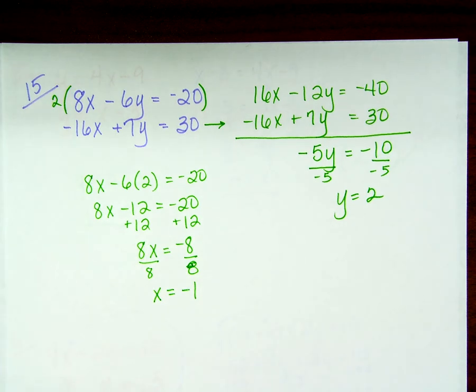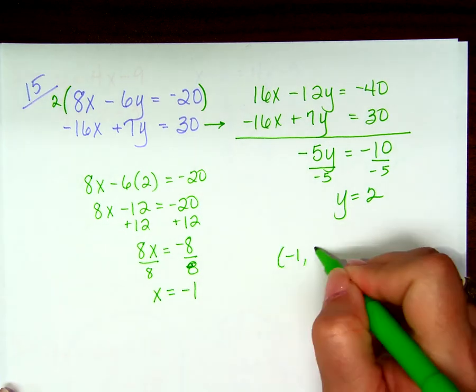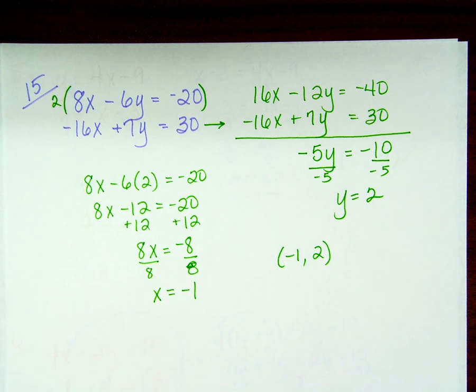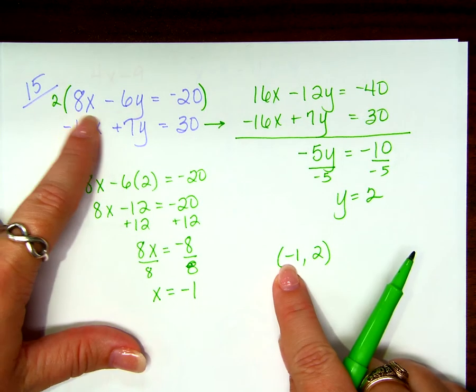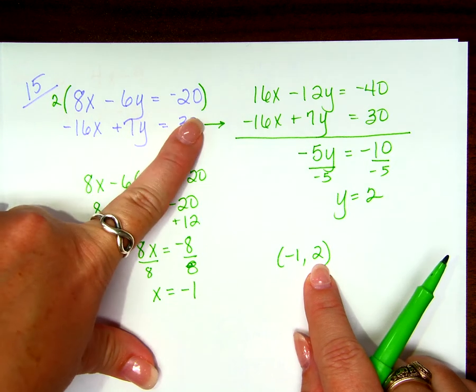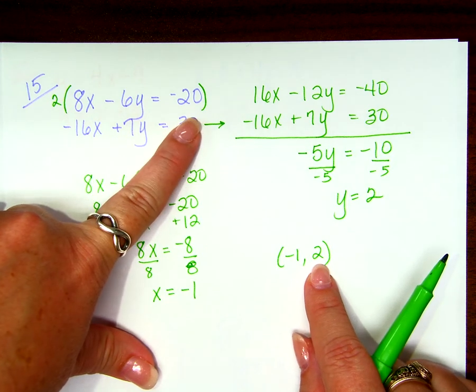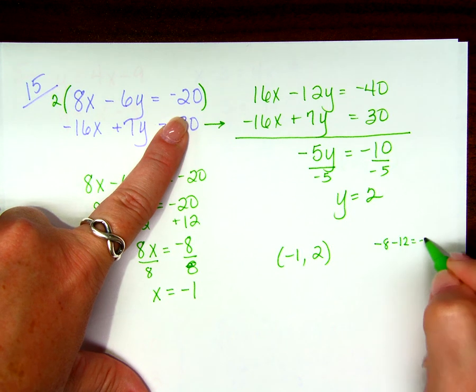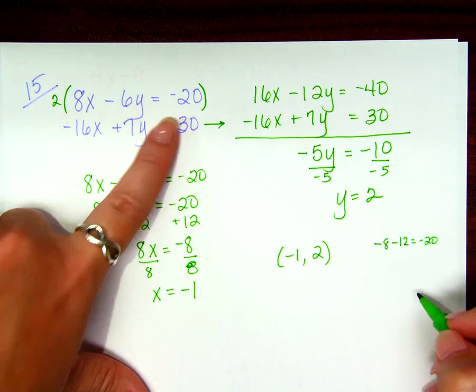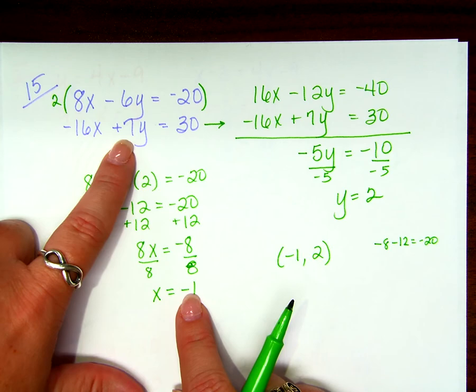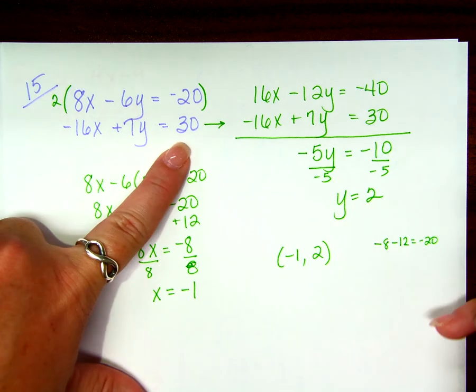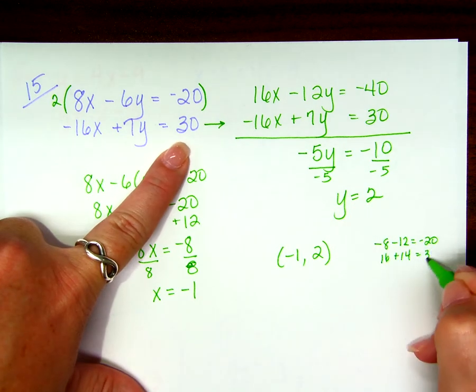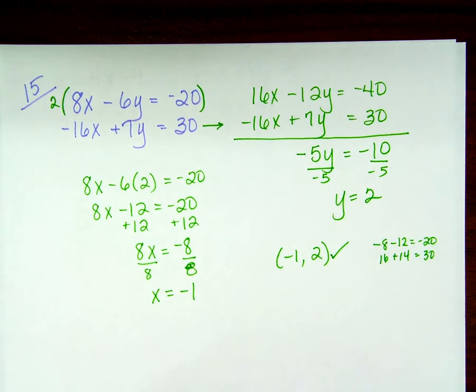So what's my answer? Negative 1, 2. Am I confident about that? We could check, okay? Negative 8 minus 12 equals negative 20. Is that correct? Yes, that's correct, isn't it? Okay. 16 plus 14 equals 30. Yes. Am I confident? Yes.